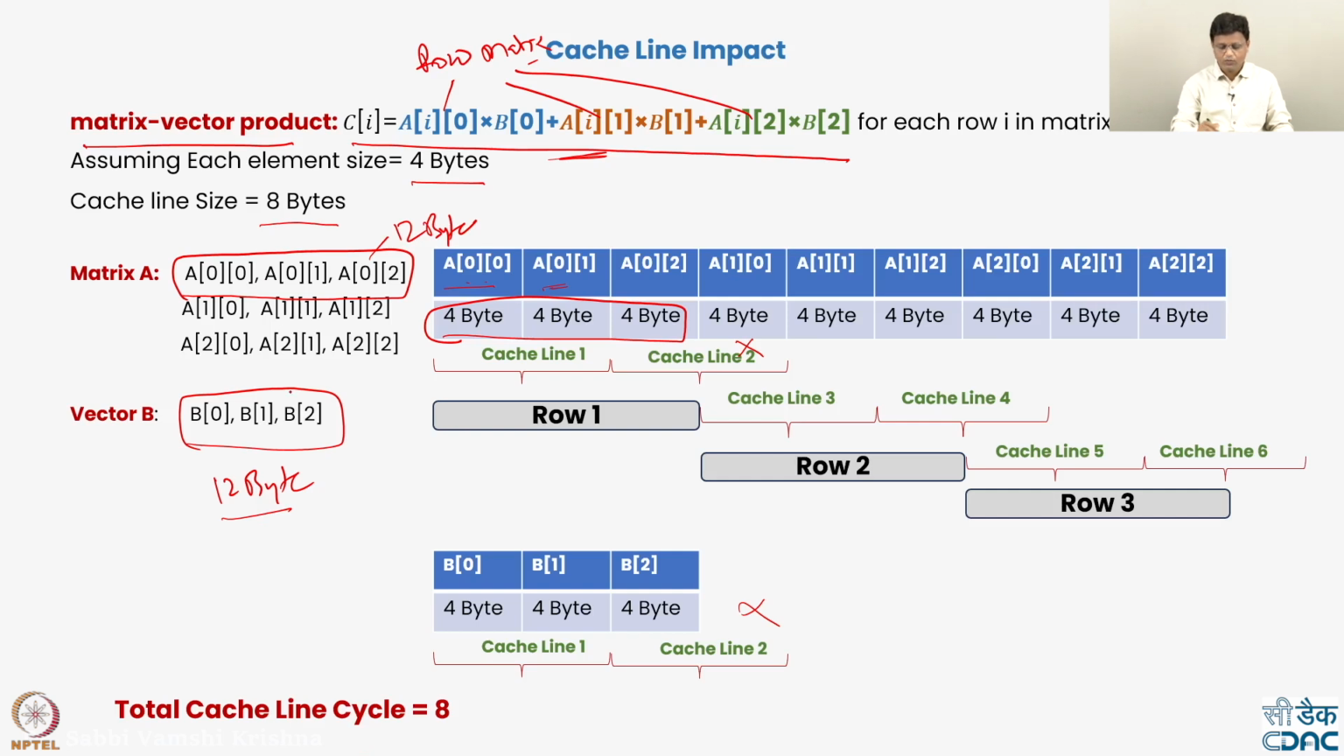So, there are 3 rows: row 1 requires 2 cache lines, row 2 also requires 2 cache lines and row 3 also requires 2 cache lines, you can see, to complete this matrix vector product. So, a total of 6 cache lines is required for the 3 by 3 matrix and 2 cache lines are required for the 3 element vector.